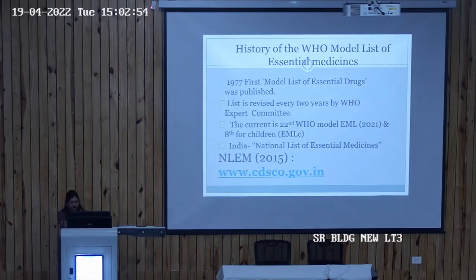and based on that list, countries make their own list based on the disease incidence or the prevalence, the pattern of the disease, the resistance pattern, the availability of the drugs. So all this thing keeping in mind, the country prepares their own list, keeping in mind the model list, that is the WHO list. Now the list is revised every 2 years by WHO expert committee.